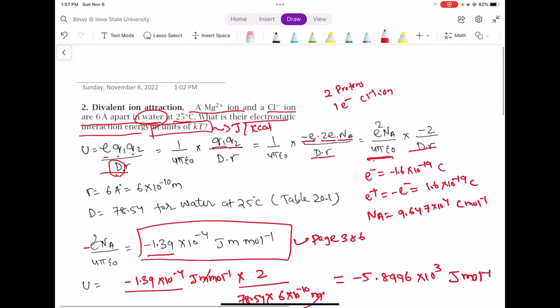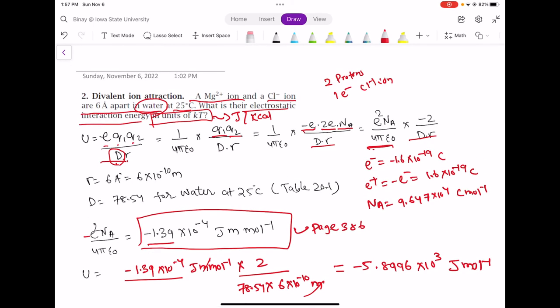The key learning of this question is that we need to see what the charges are. Here you see there are 2 protons and one electron. This is different from example 20.1, where there is a Na and Cl structure. Here it's magnesium 2 plus and a chlorine ion, so you have to calculate the interaction between 2 protons and 1 electron. The second thing is that the medium is water. So you have to always remember that if the medium changes, the dielectric constant comes into the picture. So okay, we found our required things.